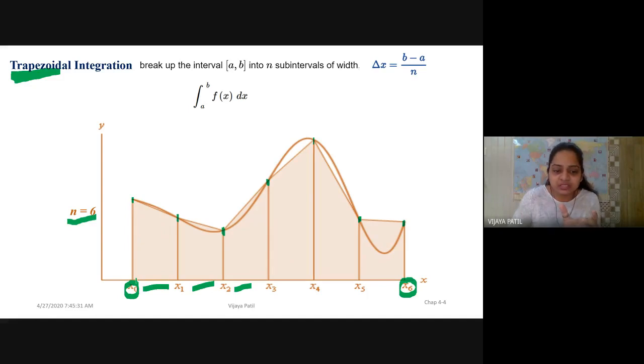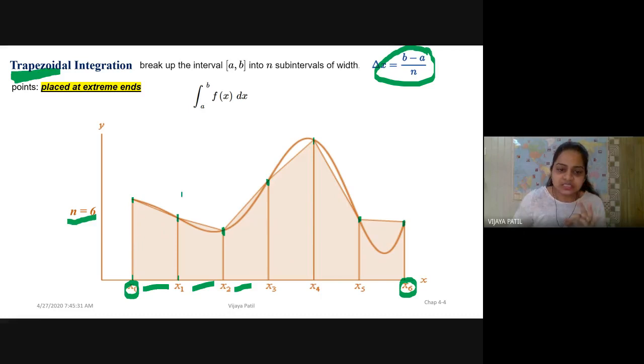So I can find the distance between x0 and x1, the distance between x1 and x2, and so on. This is the formula by which we can find the intervals. In this case, I have to decide how many intervals I need to divide the integral or function into, and the endpoints of this integral are also included, right? So they are placed at the extreme endpoints and distributed evenly.